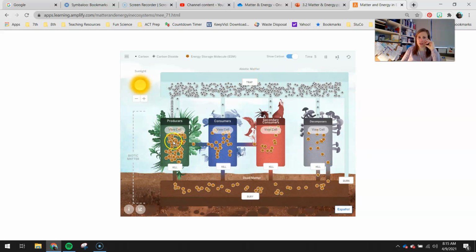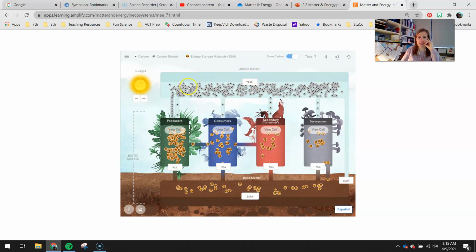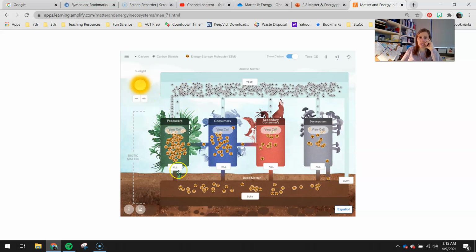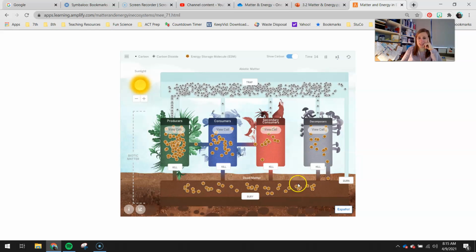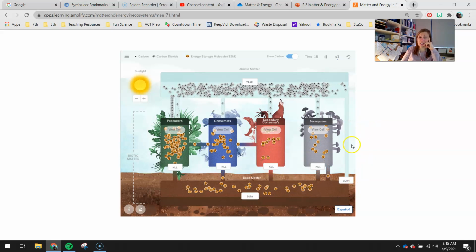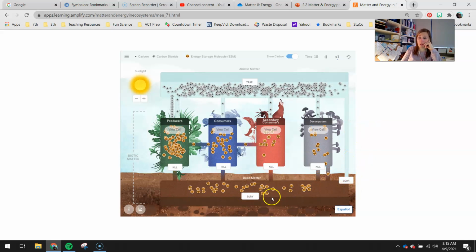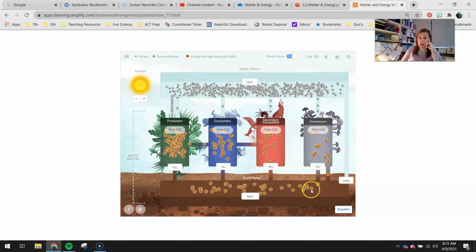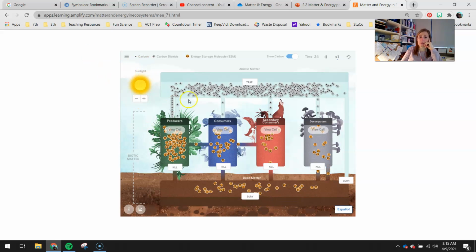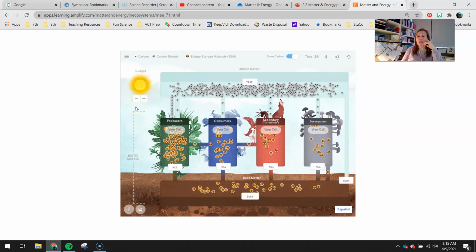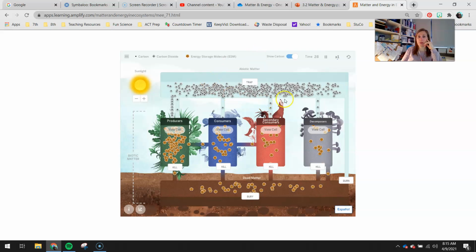There's different things you guys can do. You guys can trap carbon dioxide. You guys can kill producers, consumers, secondary consumers, decomposers, and see what happens there. You guys can reset if you need. You guys can burn or bury energy storage molecules. You can either burn them or you can bury them and see what happens there. You guys can tweak the amount of sunlight. So figure out what you guys need to do to increase the amount of carbon dioxide.